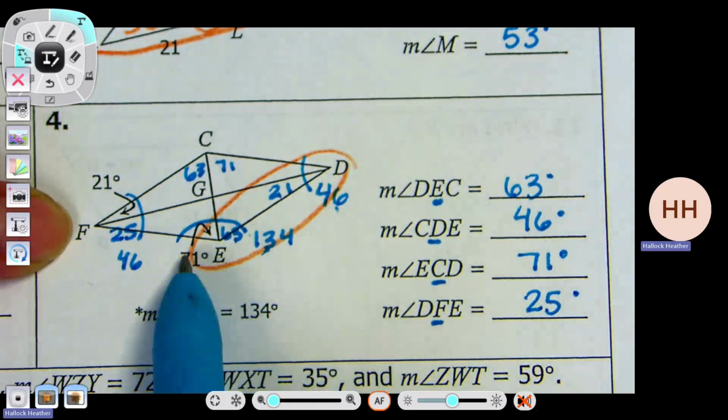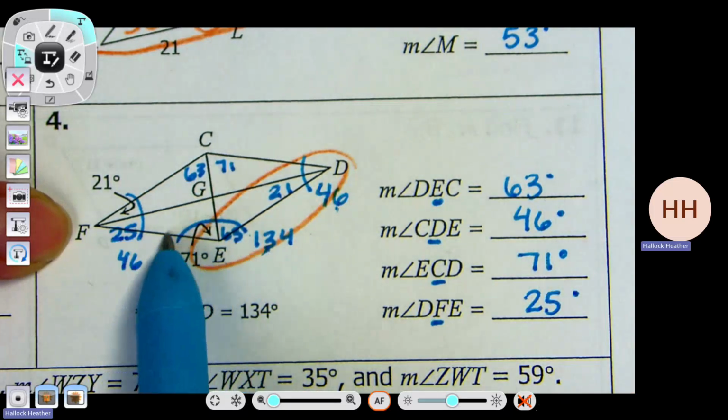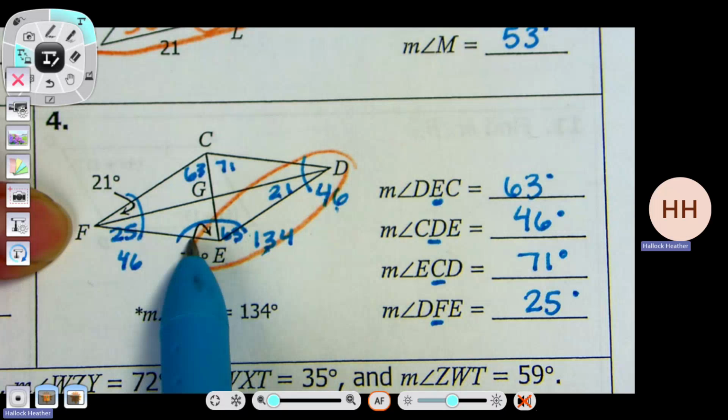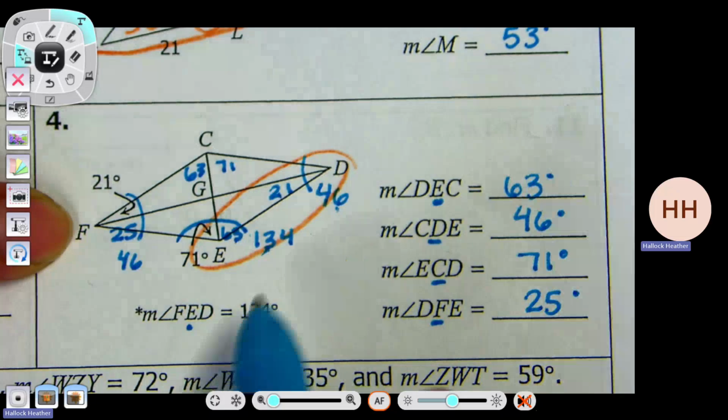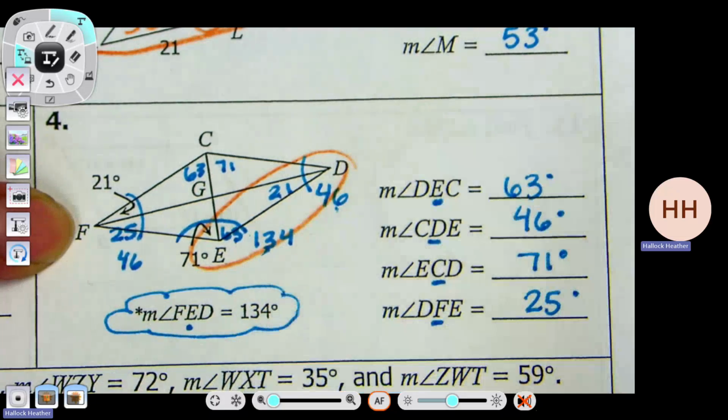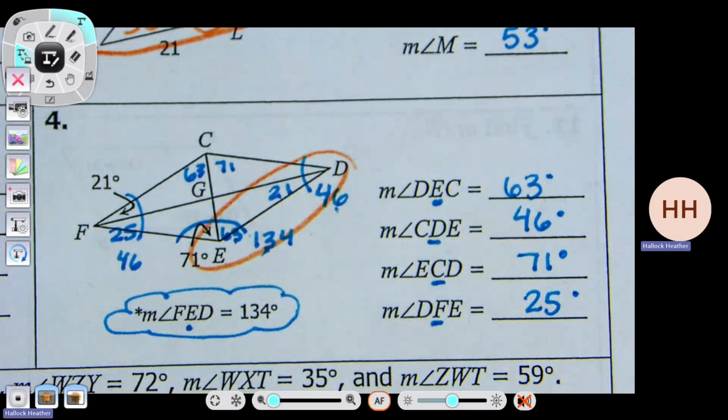63 is from if the whole angle is 134, right? I know this piece is 71. 71 and 63 make 134. And that's from this extra piece of information at the bottom. So the angles are a little tricky. Trickier than the sides.